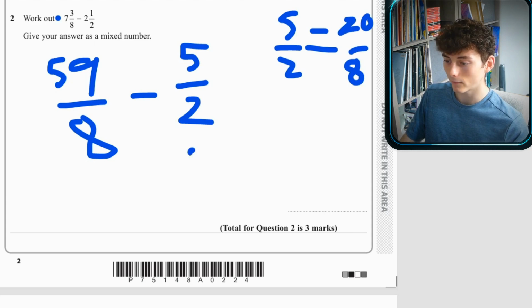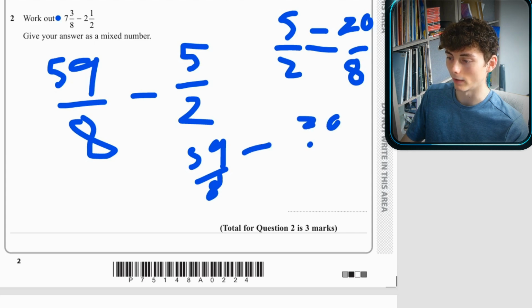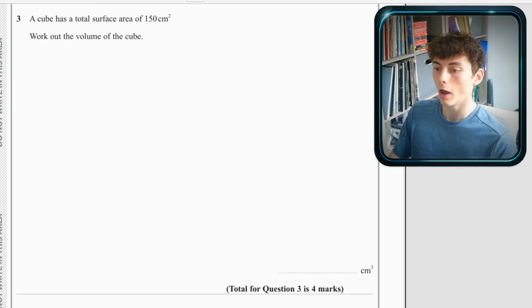So we now have 59/8 minus 20/8. And that's much easier to do, and you'll find that the answer there is obviously 39/8. Okay, question 3. A cube has a total surface area of 150 centimeters squared. Work out the volume of the cube.